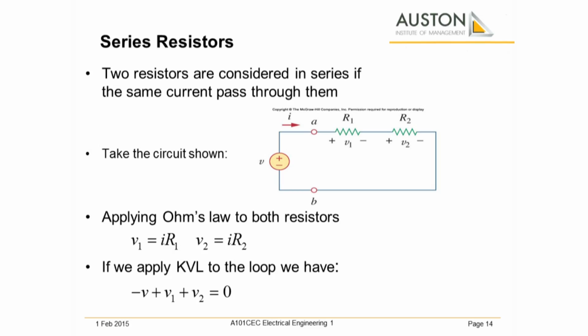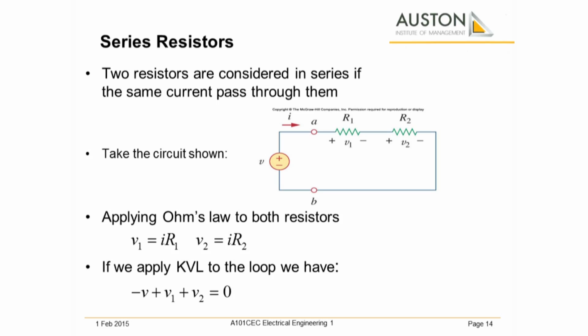If you are going to apply Ohm's law to both resistors, then we can say that the voltage across resistor 1 is equal to the current through it, which we shall call I, multiplied by the resistance of that resistor, which we call R1. Similarly, for resistor R2, we can say that V2 is equal to the current through it, I, multiplied by its resistance R2.